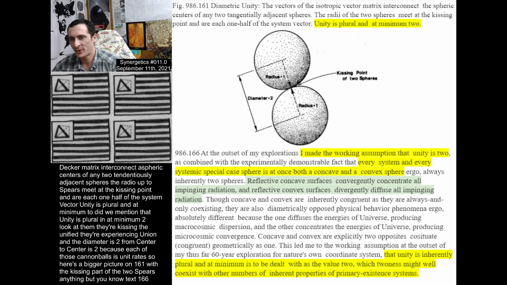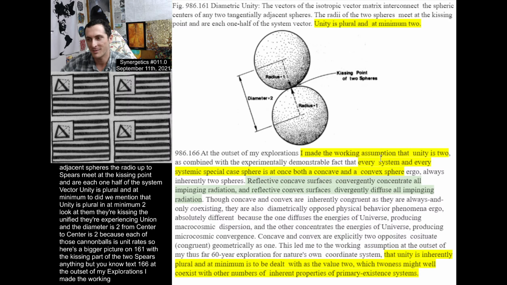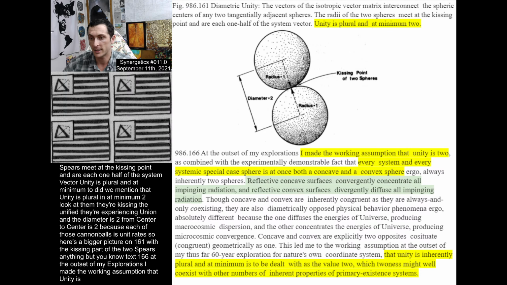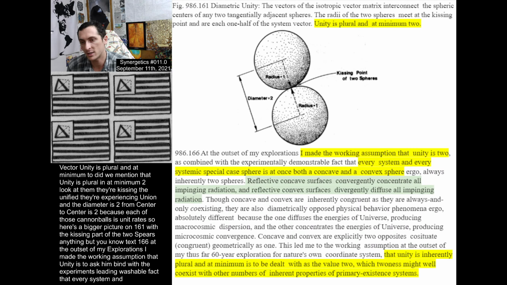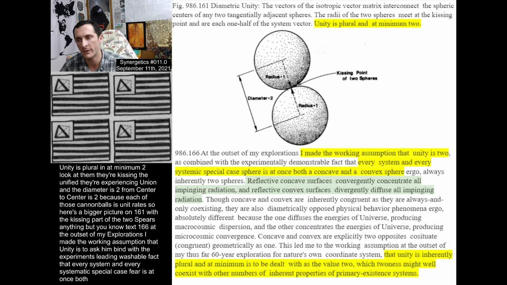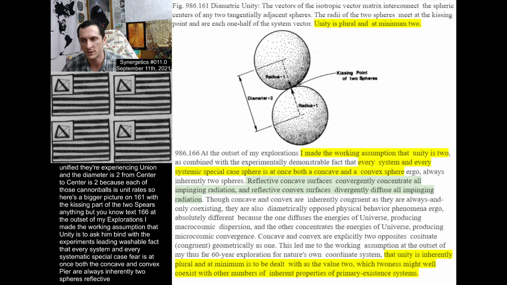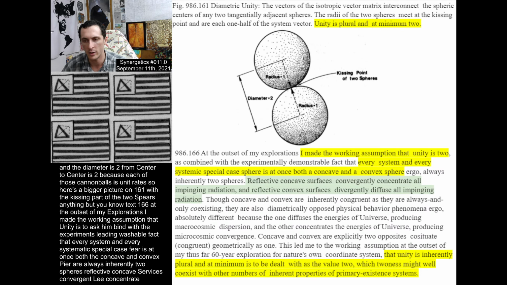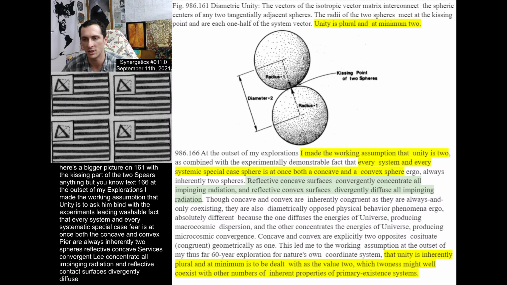Section 166. At the outset of my explorations, I made the working assumption that unity is 2, as combined with the experimentally demonstrable fact that every system and every systematic special case sphere is at once both a concave and a convex sphere. Ergo, always inherently two spheres. Reflective concave surfaces convergently concentrate all impinging radiation, and reflective convex surfaces divergently diffuse all impinging radiation.